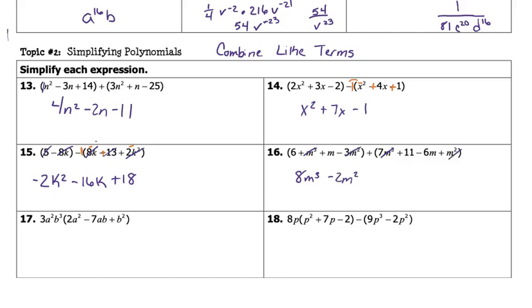I'll look at my m's. I have an m, so that's 1m, and negative 6m. That would combine to make negative 5m. And then my constants 6 and 11 would combine to make 17.